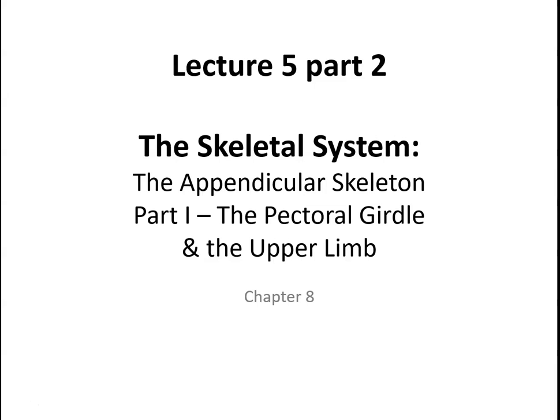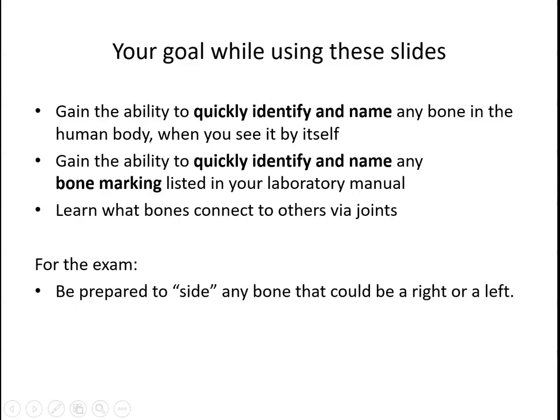And your goal here will be, ultimately, you've got to be able to see any bone and know what it is. That's just all there is to that. You have to be able to see any bone from a human body and know what it is. For most of them, you'll have to be able to tell whether it's a left or a right. And for the bone markings, you have to be able to identify all the bone markings in the lab manual on that text-based list. So it is a lot to do. There's no way around that. It is a big task, so get to it.